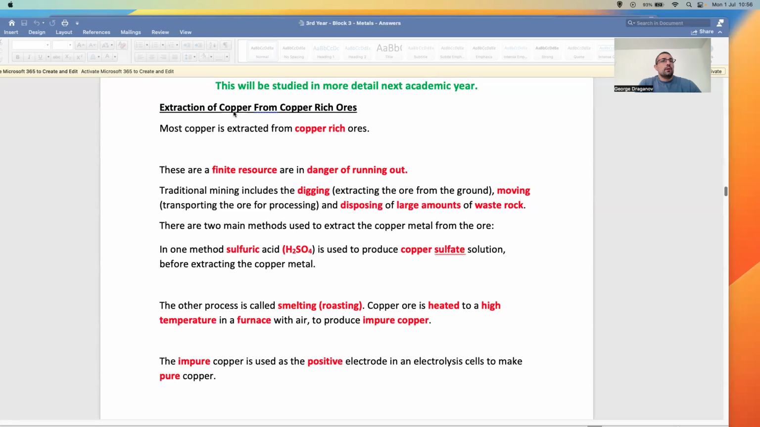Obviously, there's a finite number of rocks, so it can run out. The traditional methods include digging. You dig it and extract the rock from the ground, you transport it to where you're going to process it, and when you process it, you get a lot of waste rock being disposed of.